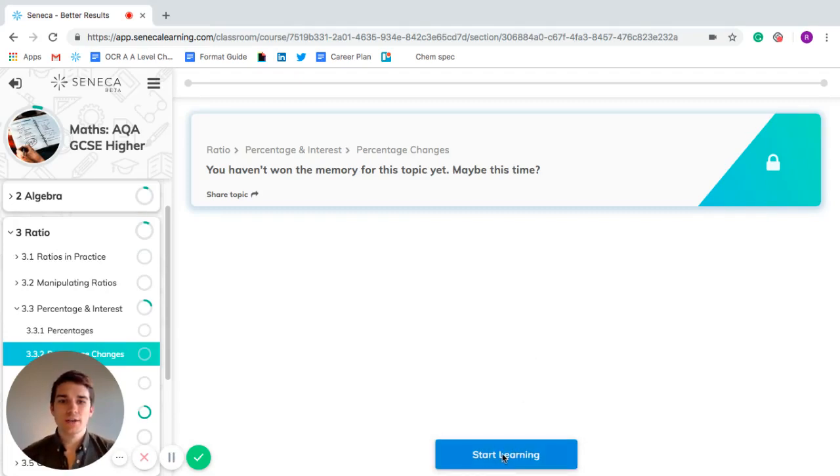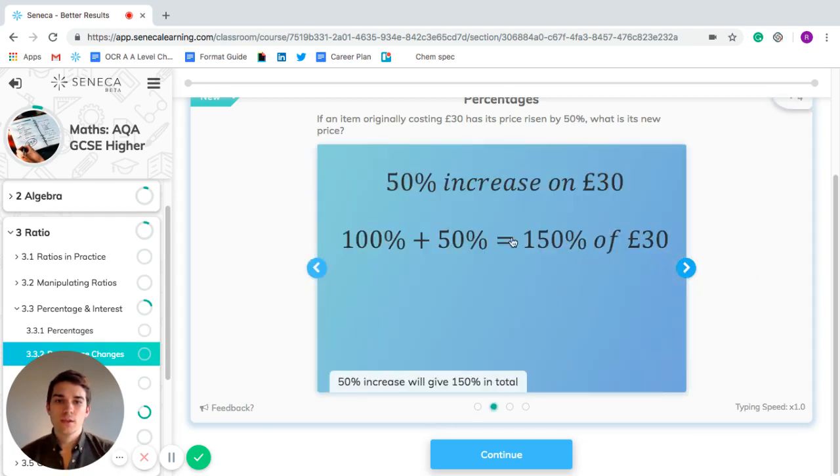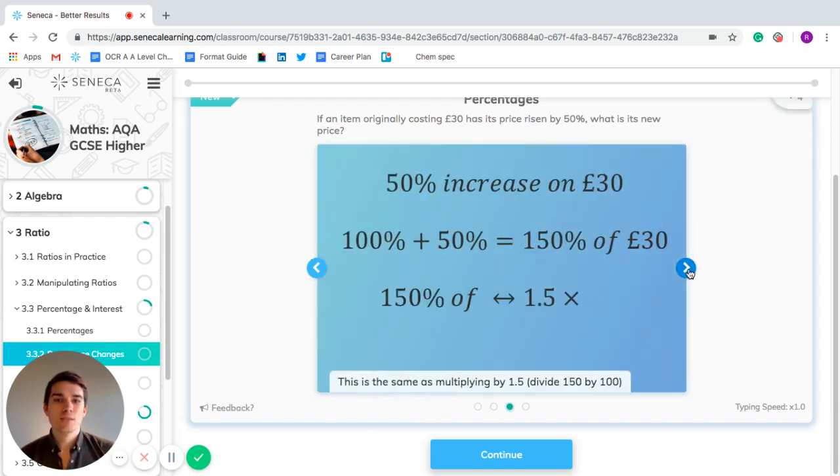So let's get going. If we're looking at an item that originally cost £30, and it's risen by 50%, what is the new price? A 50% increase is the same as starting with your 100%, your full amount, and adding 50%. So we're looking for 150% of that £30.